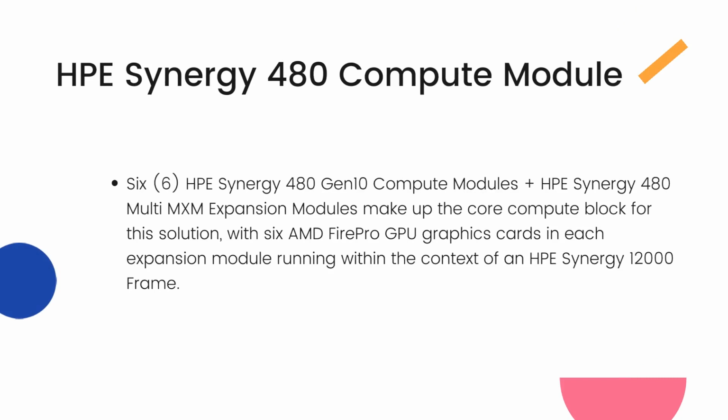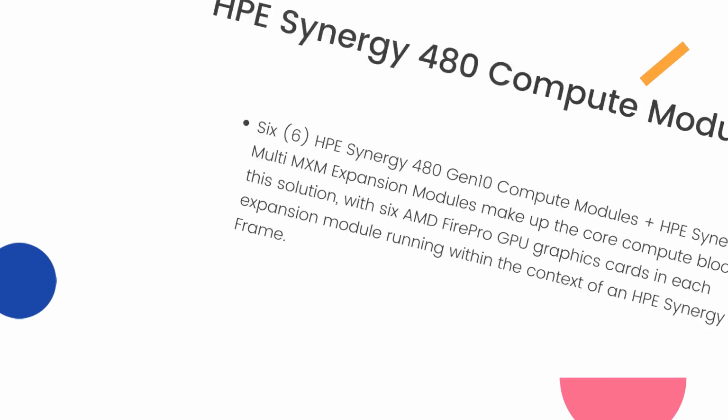HPE Synergy 480 Gen10 Multi MXM Graphics Expansion Module. The HPE Multi MXM Graphics Expansion Module can support up to 2 TB of memory when both processors are used. Intel's first and second generations of Intel Xeon Scalable processors have memory rates of up to 2666 MT per second. Each CPU has 6 memory channels and a total of 12 memory module slots.